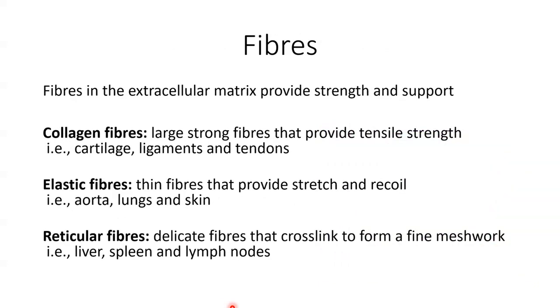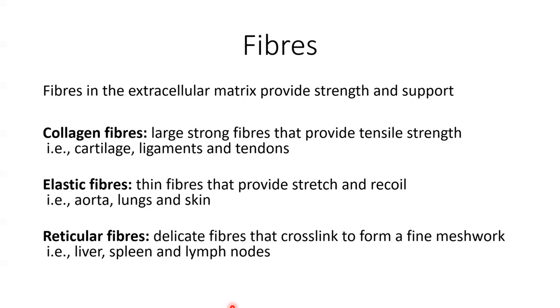So now taking a closer look at the fibres. Fibres are the other component along with the ground substance that make up the extracellular matrix, and it's the fibres that provide the structural support of that connective tissue, the scaffolding of that connective tissue. Now, there are three different types of fibres that can be found within connective tissue, and the relative amount of each fibre type will depend on the function of that particular connective tissue.